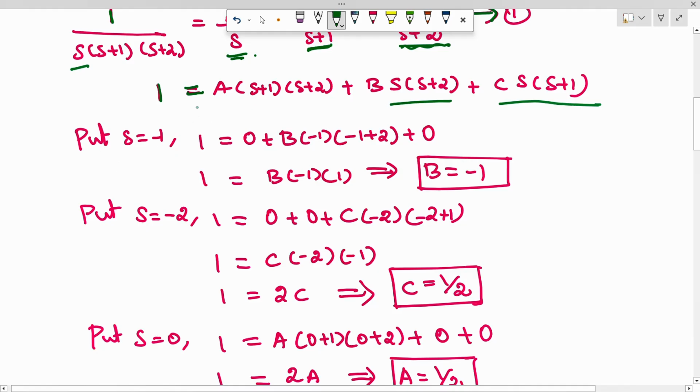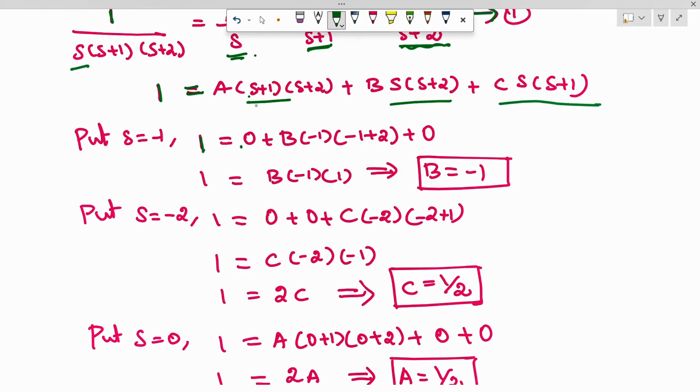Put s is equal to minus 1 in this equation. If we put s equal to minus 1 here, the first term value is 0 and the last term value is also 0, because here s plus 1 is there, and here also s plus 1 is there. If you put s equal to minus 1, s plus 1 is 0 in the last term also. The left hand side value is 1, there is no s term here.